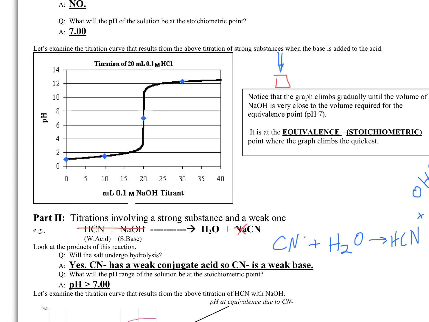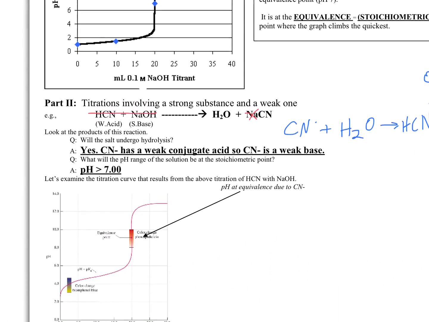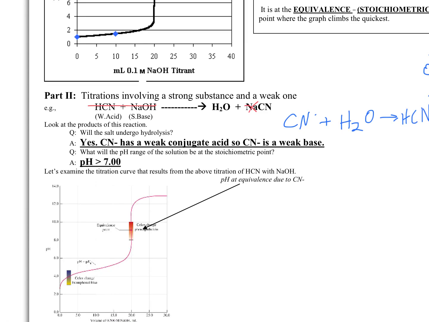So let's examine the titration curve for HCN and NaOH. If we notice, HCN is a weak acid, so we're going to start its pH more around 3. As we add the NaOH, my pH slowly increases until we reach our stoichiometric point.